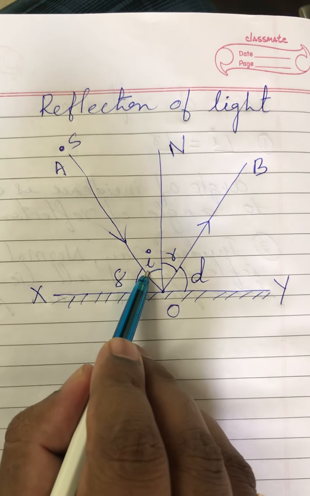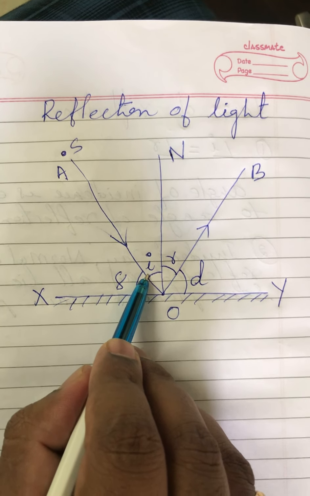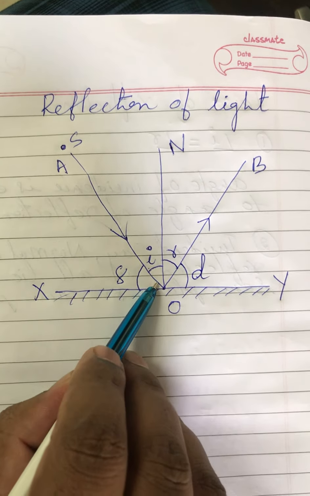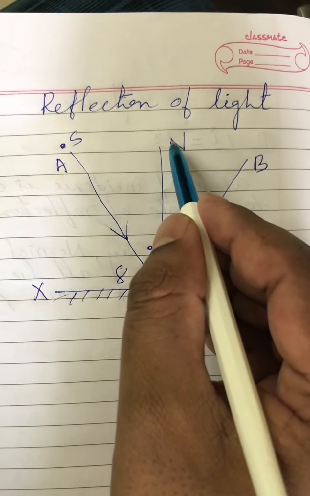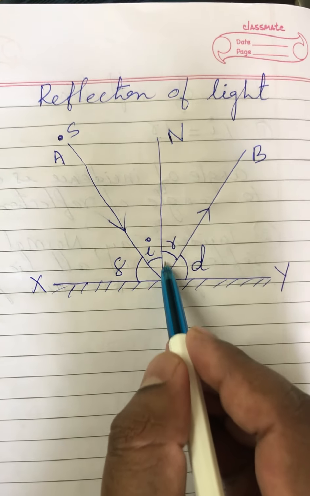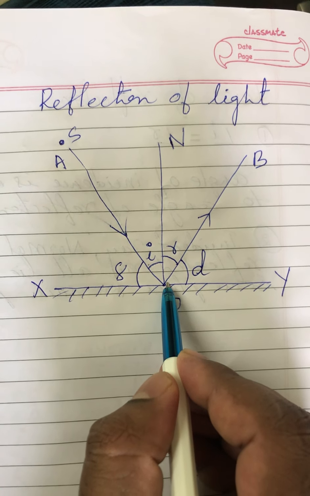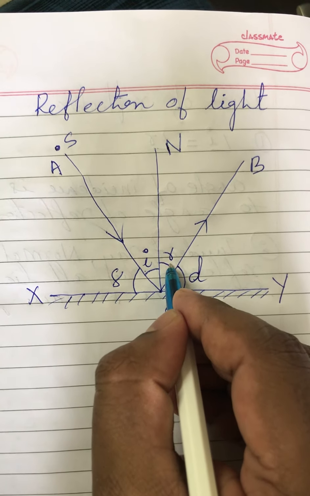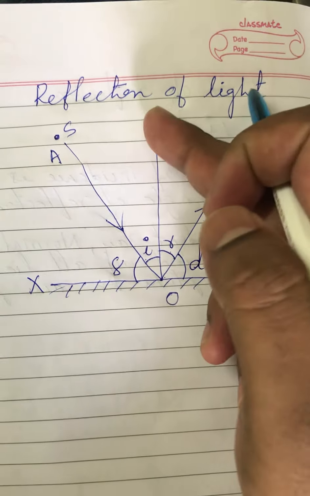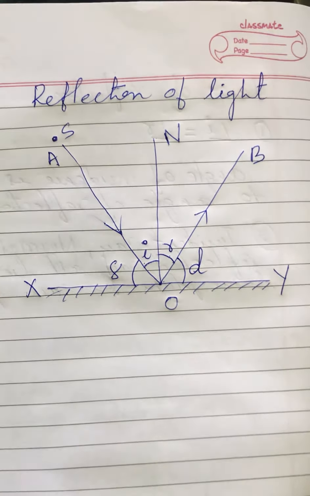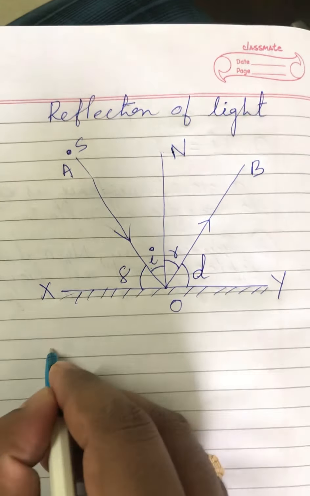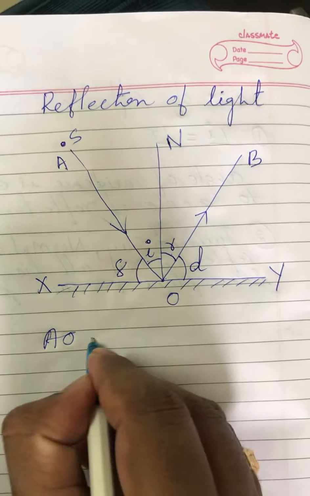What is I here? It is called angle of incidence, the angle formed between the incident ray and the normal. And R is the reflected light ray. It is the angle between the normal and the reflected light ray. Clear?